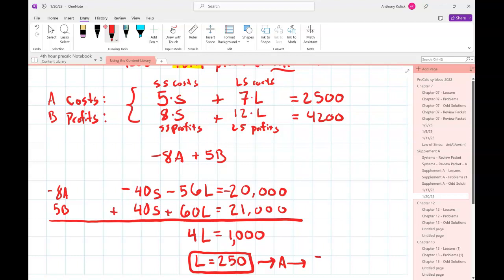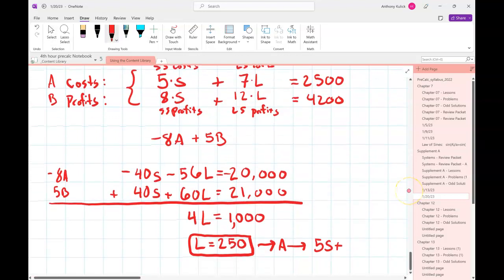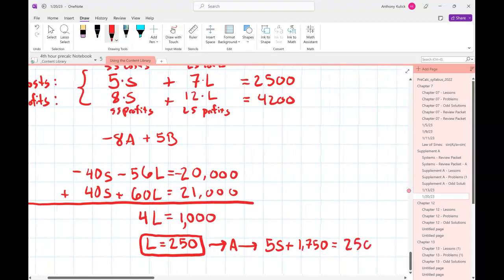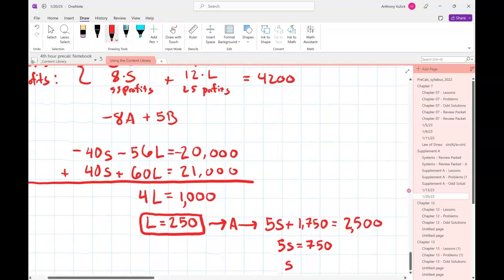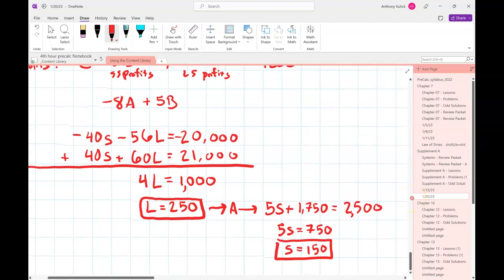So plugging back into A, I have 5S plus 7 times 250, which is 1,750, equals 2,500. Subtract 1,750 from both sides, which is 750. If I divide both sides by 5, I get 150. And there we go.